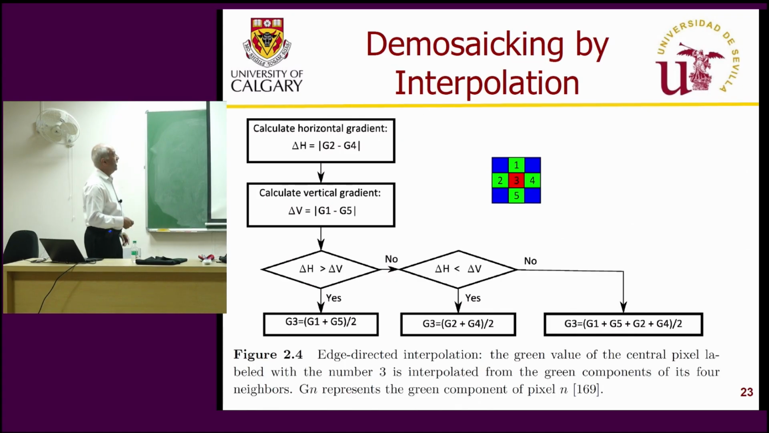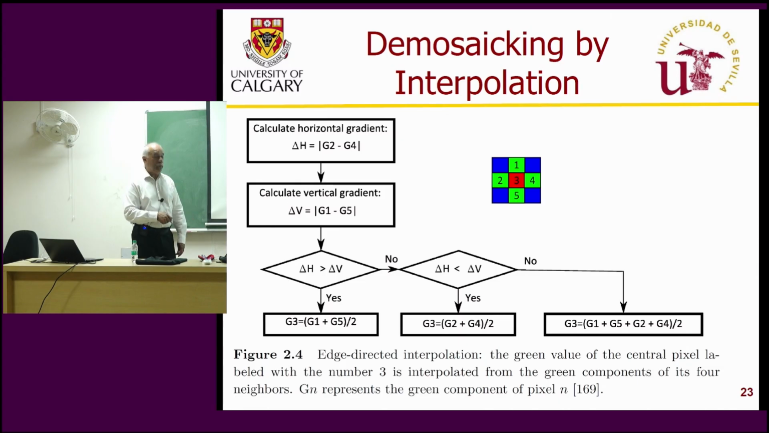demosaicing algorithms. This is one of them, that says get the horizontal gradient, delta H is G2 minus G4. Get the vertical, G1 minus G5. And if delta H is more than delta V, you come here and average these, G1 plus G5 over 2, and G3, that goes to number 3. And if delta H is less than delta V, average 2 and 4. So G3 gets G2 plus G4. Otherwise, you average all 4.